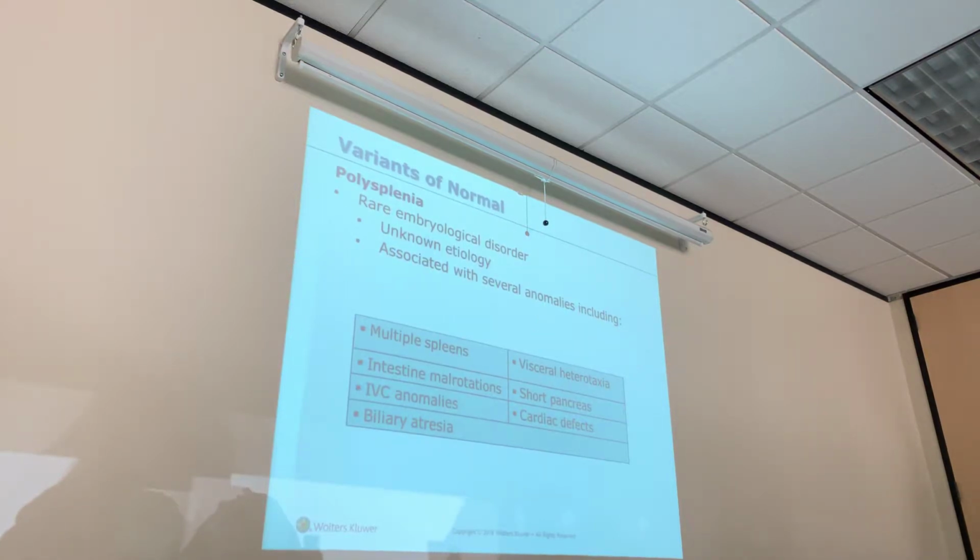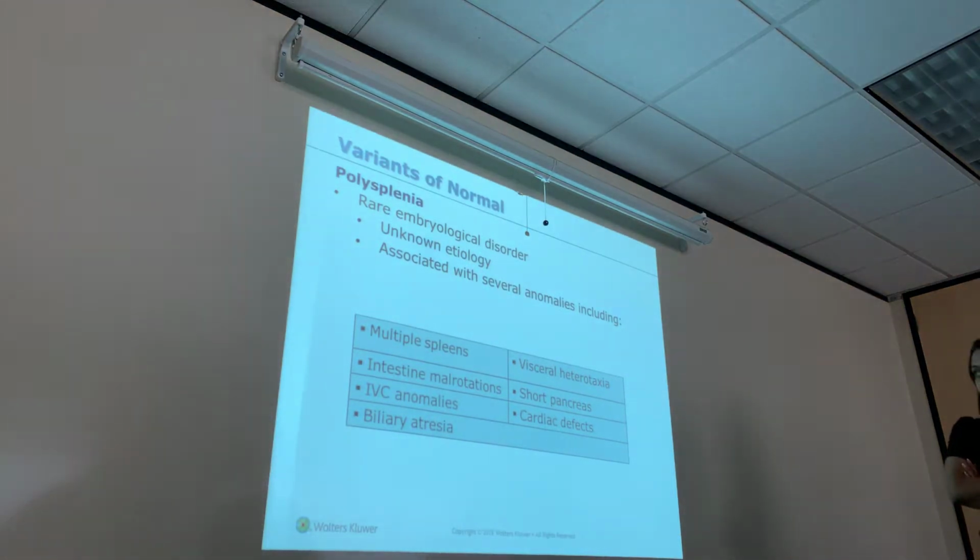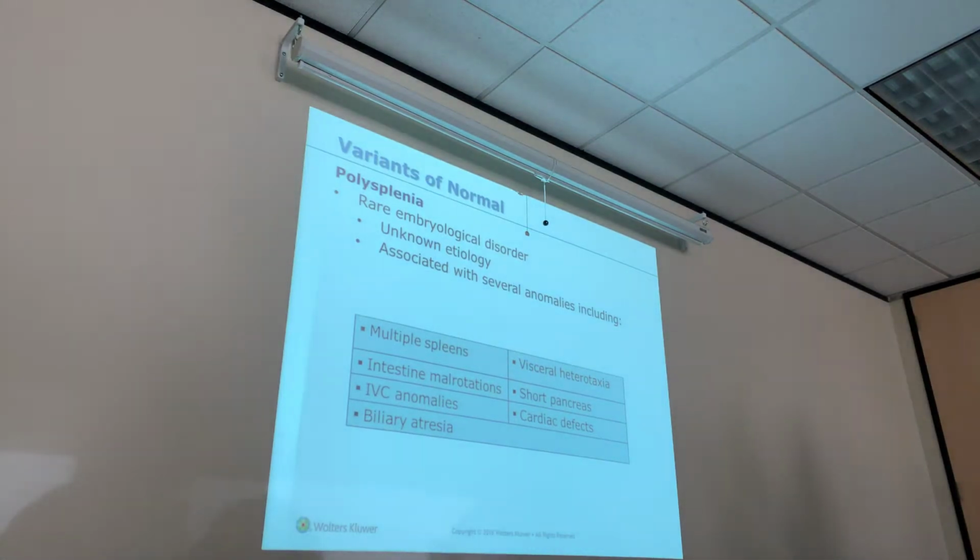Now we're just gonna talk about the normal variants that we may sometimes see. We have polysplenia. Poly means what? Many. Right. It's very rare. The cause, we're not sure, but it's associated with other anomalies, such as malrotation, IVC anomalies, biliary atresia. But they don't really go much into detail about this.